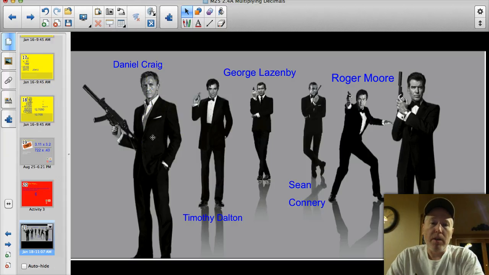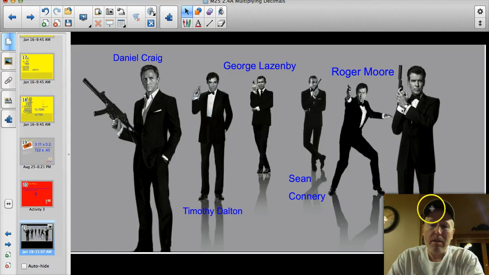This is the James Bond you know, Daniel Craig. And this guy here, some of you may have seen Timothy Dalton in some movies. George Lazenby, I don't really remember him. Sean Connery, I do remember. Roger Moore was one of the early ones as well, and then Pierce Brosnan.